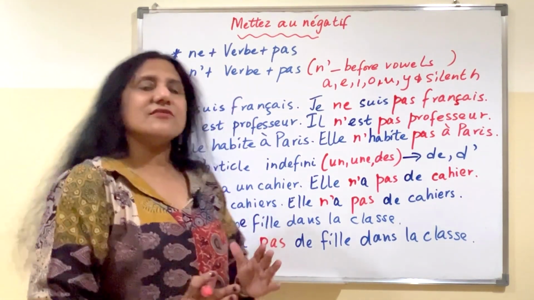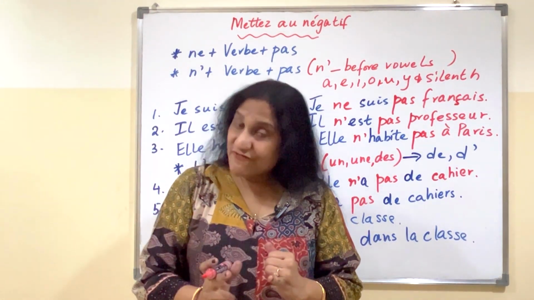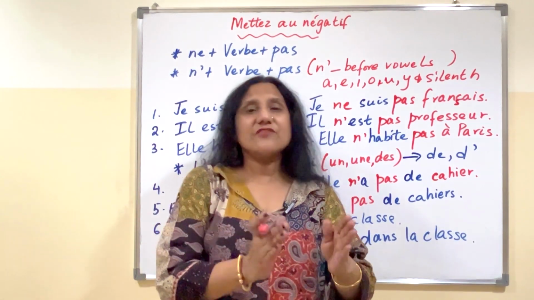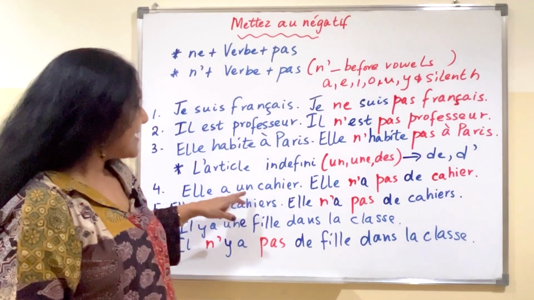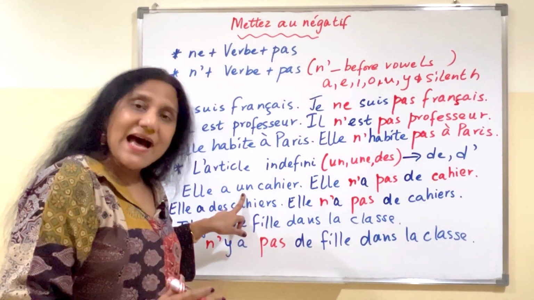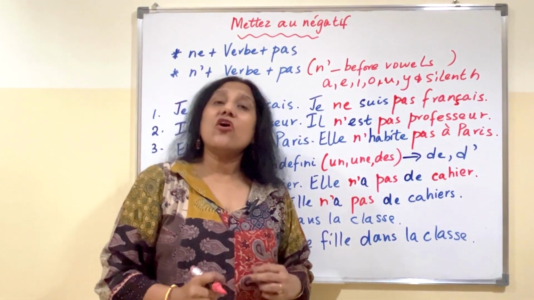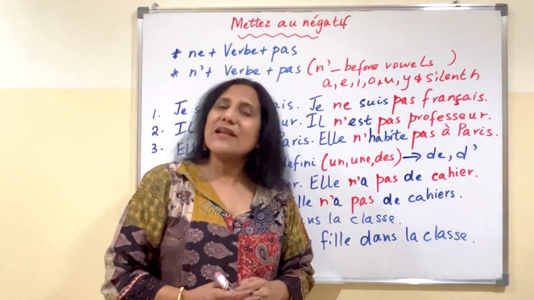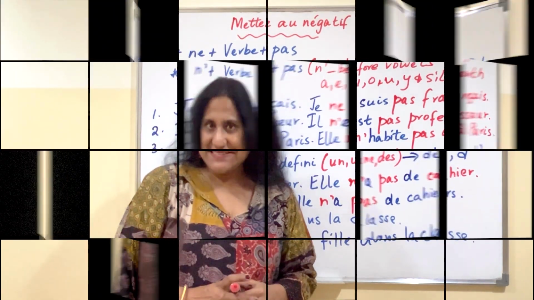So, here we just learned how to change a sentence into negative in French by using ne plus verb plus pas, and if this is followed by an indefinite article, un, une, des, in negative they change to de or d apostrophe. Let's see what happens with the verb être and with definite articles.